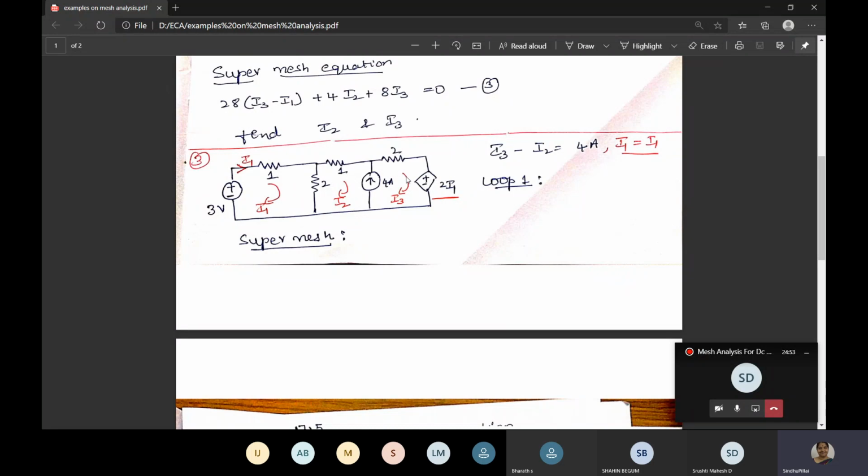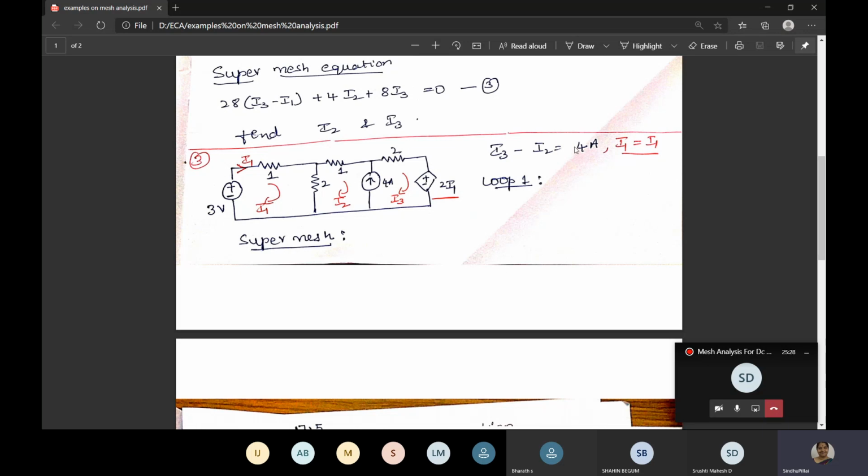What is the super mesh equation? The super mesh includes 2 ohm, 1 ohm, 2 ohm and 2I1. Complete this together is called the super mesh. So what is the equation? 2 into (I2 minus I1) plus 1 into I2 plus 2 into I3 plus 2I1 is equal to 0. Since it is depending on the current I1, you need not change anything here. You can just write 2I1 directly. So the loop 1 equation and the super mesh equation I have told you; substitute that.